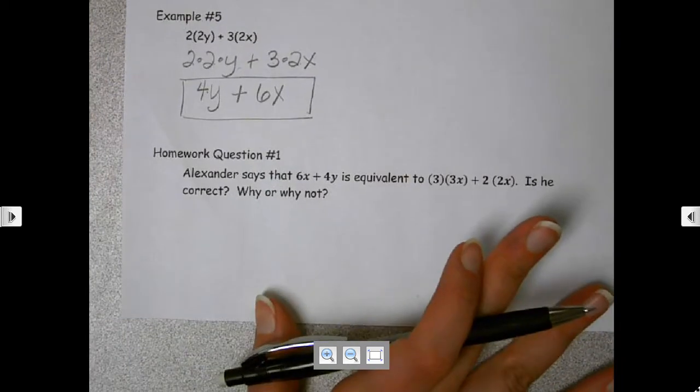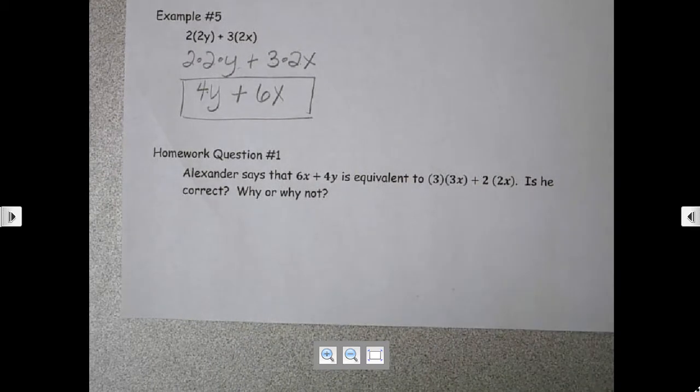Tonight, I'd like you to answer question number 1. Alexander says that 6x plus 4y is equivalent to 3 times 3x plus 2 times 2x. Is he correct? Why or why not? Please answer this question, have it ready for tomorrow, and we will discuss it first thing.